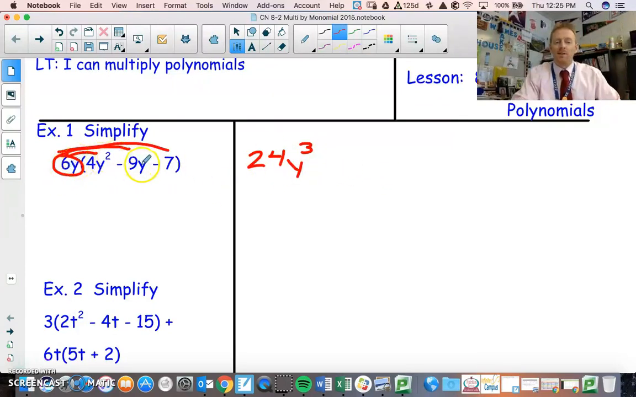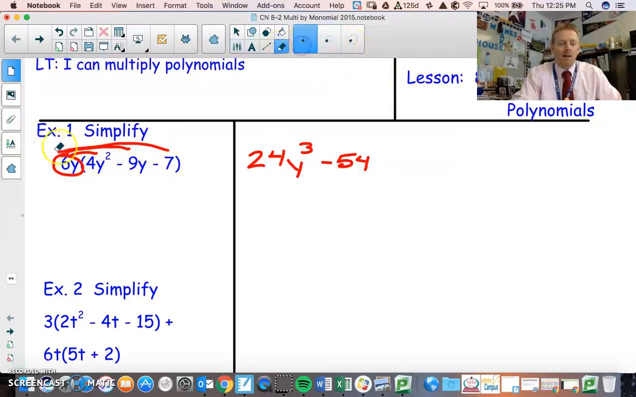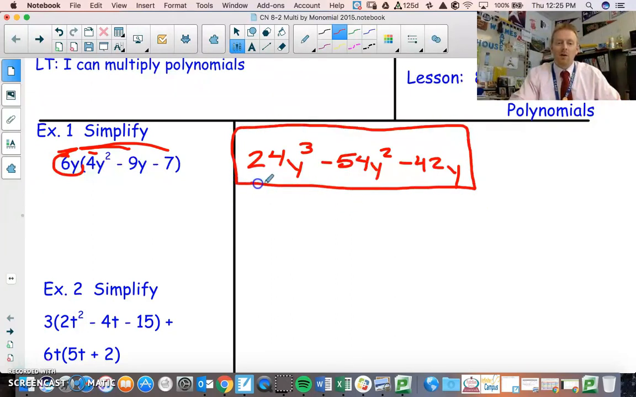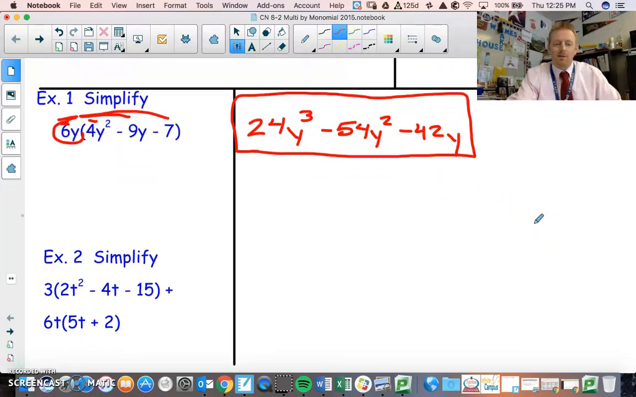Now the next one is 6 times 9, which gets us that negative 54. And then we have our y to the first times our y to the first again. Let's just confirm that's to the first. Good. It gets us y to the second because we add our exponents. And then the last one is a 6 times a negative 7, which gets us that negative 42. And y times no other y's just leaves us with a leftover y. Now you'd want to put your answers in standard form, which means having them in greatest to least degree of each individual monomial. This is a trinomial like we learned about in previous lessons.